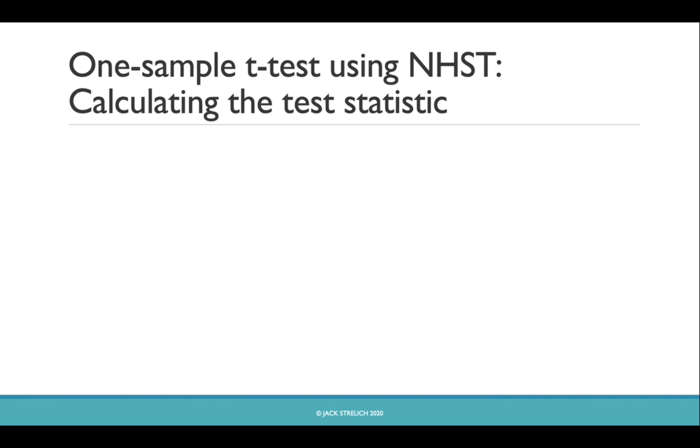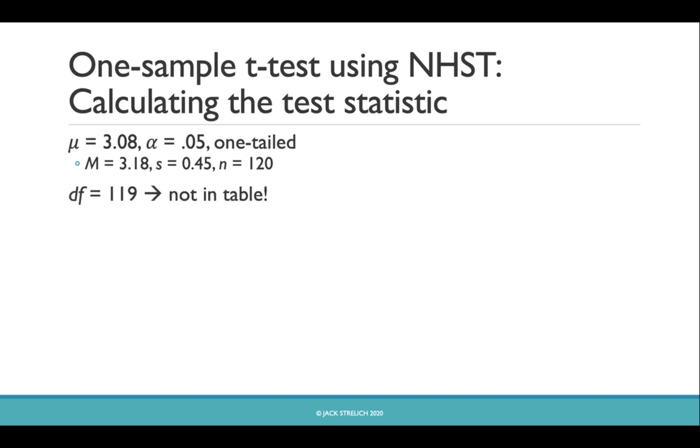Let's return to our example and practice calculating the test statistic. So again, we're assuming that our population mean is 3.08. We've selected an alpha level of 0.05, and we've decided to run a 1-tailed test. Let's say we find that our sample mean is 3.18, our sample standard deviation is 0.45, and our sample size is 120. Our first step will be to calculate our degrees of freedom.